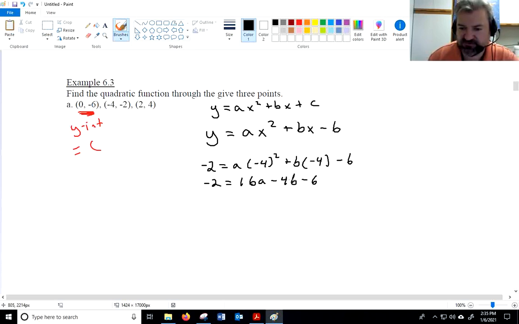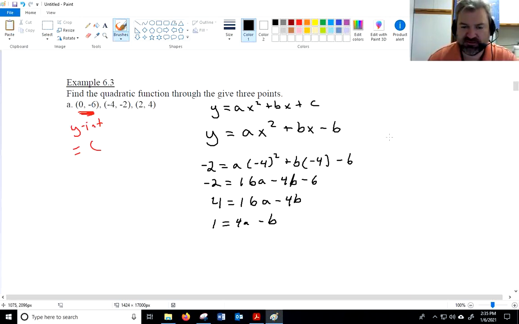I know that 6 looks a lot like a b. This is a b, and that's a 6. But I'm going to add 6 to both sides, and I'll get this to be 4 is equal to 16a minus 4b. And I'm actually going to go ahead and divide through every single number by 4, because I can do that, and give me 1 equals 4a minus b. All right, let's try the next one.